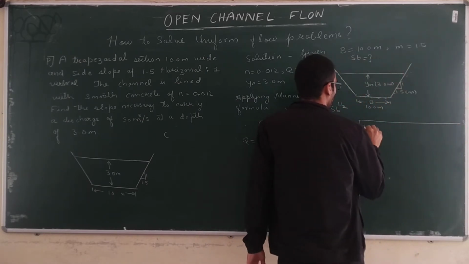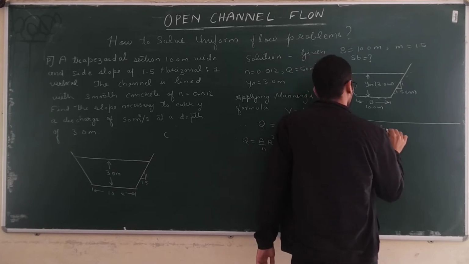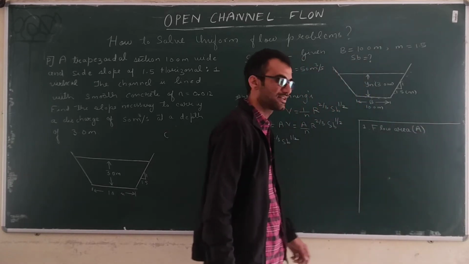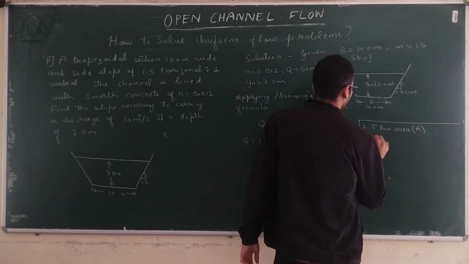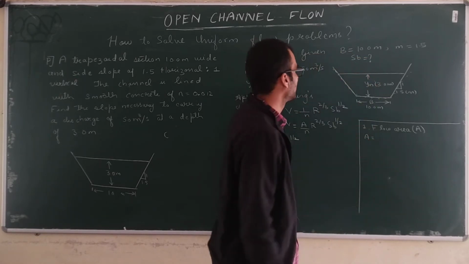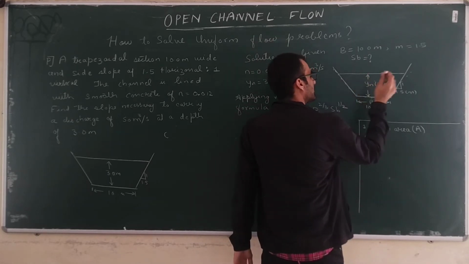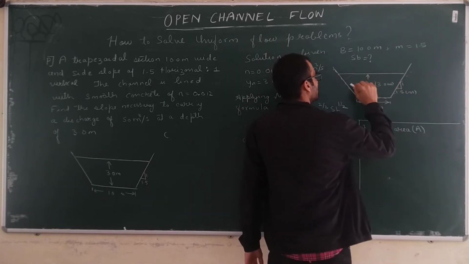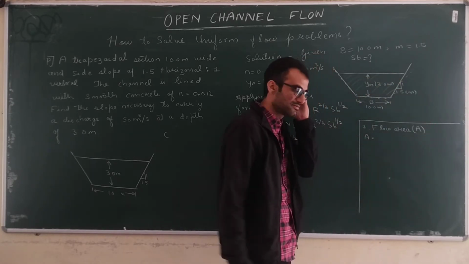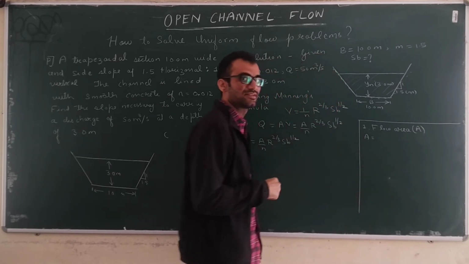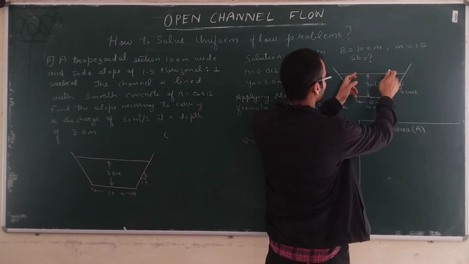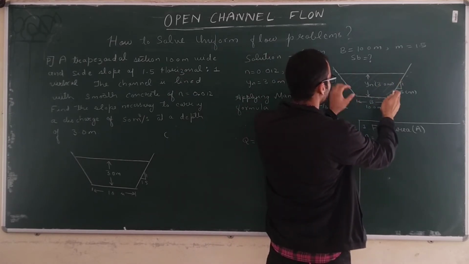Let's calculate flow area first. Flow area is denoted by capital A. It is basically the cross-sectional area normal to the flow. Because flow is taking place like this, normal to this flow direction, how much is the area of flow? This is the area. We already know the formula because last time we derived it for the trapezoidal section, but you can just derive it like this also. Just add the area of the rectangle plus the area of these two triangles.